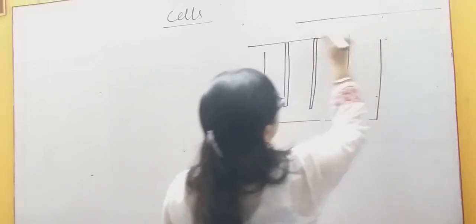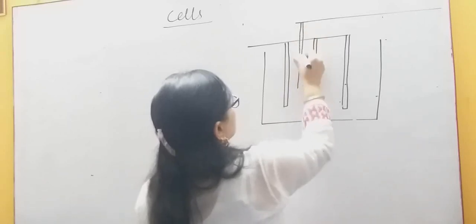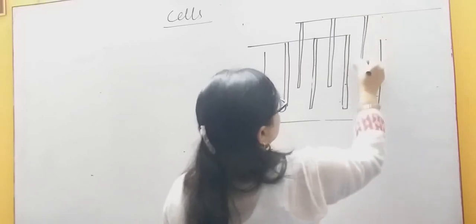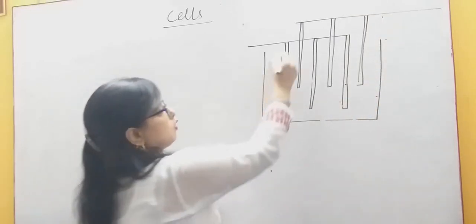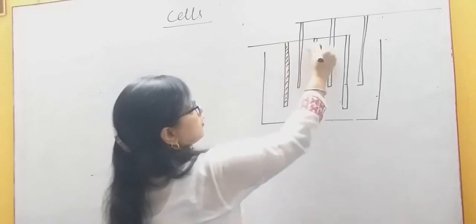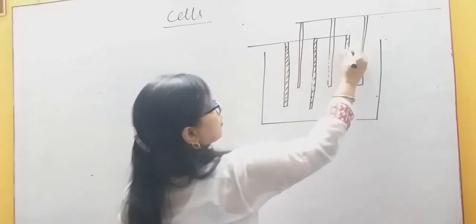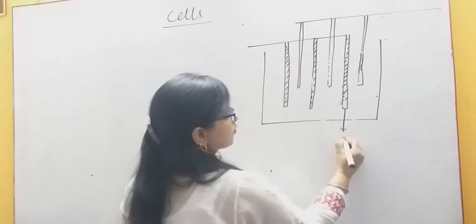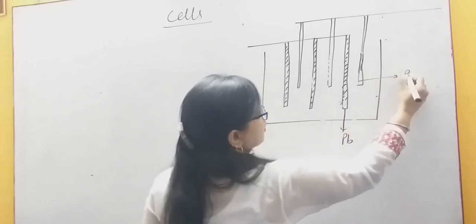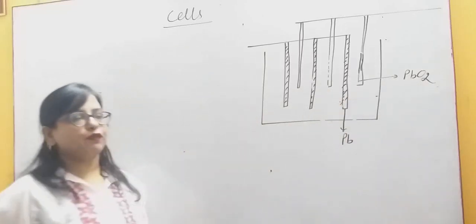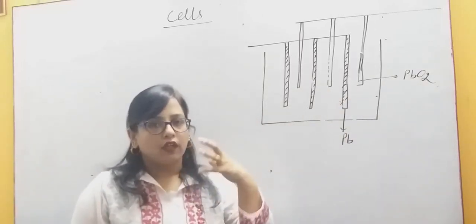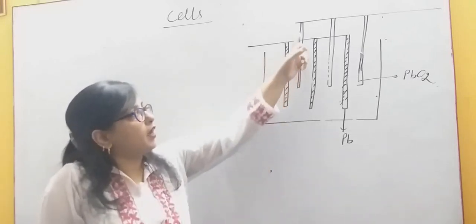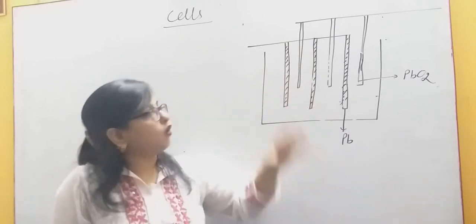and another grid contains plates of litharge. So these grids are made of Pb, and these grids are made of PbO2. It means we have two alternating grids. One is the cathode and another one is the anode. One plate acts as an anode and another acts as a cathode. These are present on different grids.